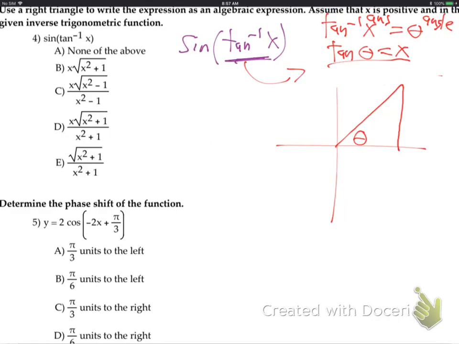Regular tangent will be x. Tangent inverse of x equals theta; I just wrote theta because I needed some angle. So that means tangent theta is x. How do I put that on the triangle? What's tangent? Good job, x over 1. Perfect. Tangent is opposite over adjacent. So this is the opposite side, adjacent side, hypotenuse side, and that means x over 1 like that.